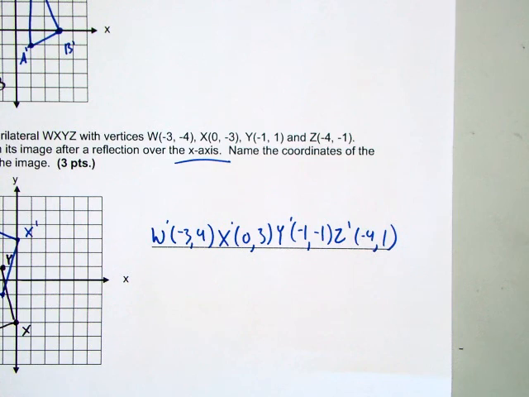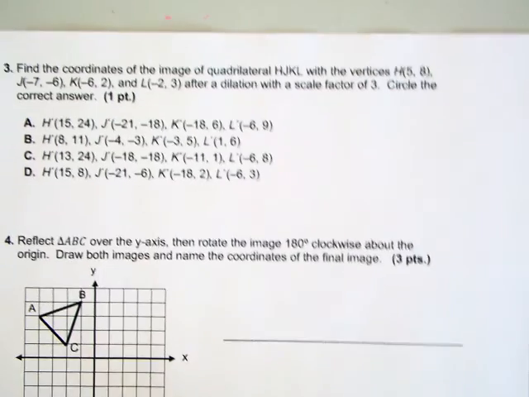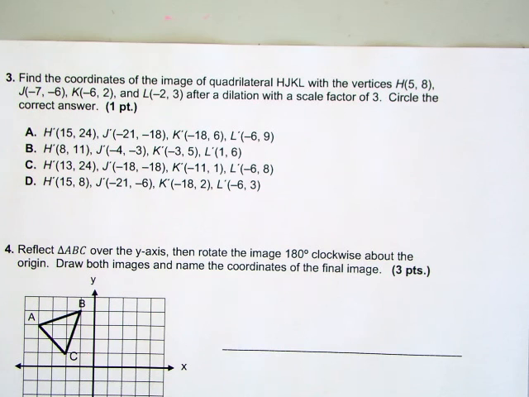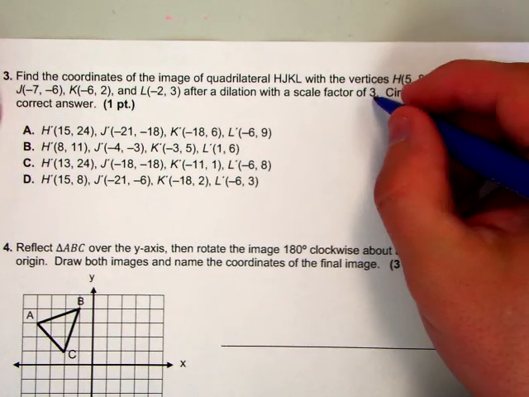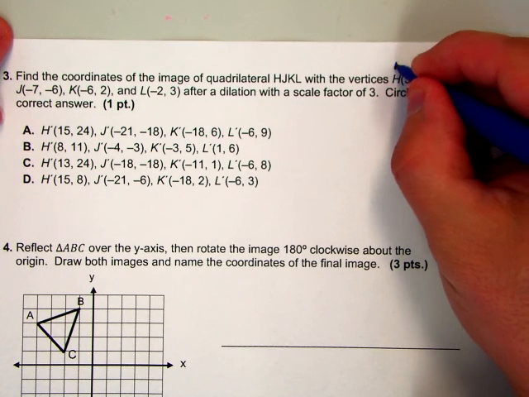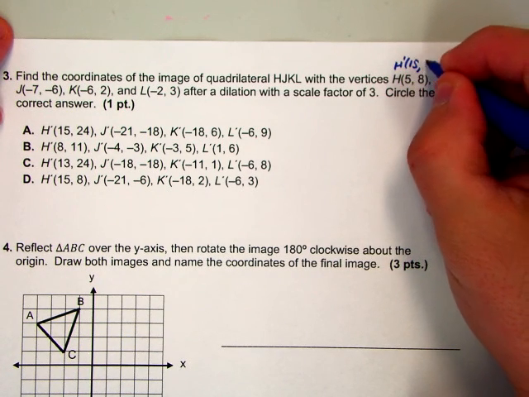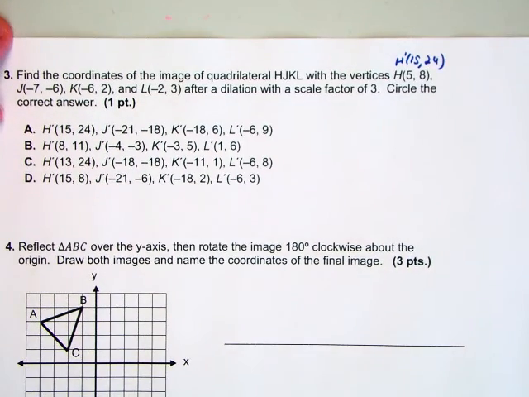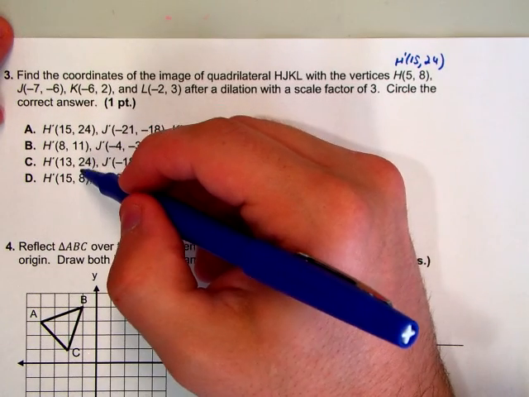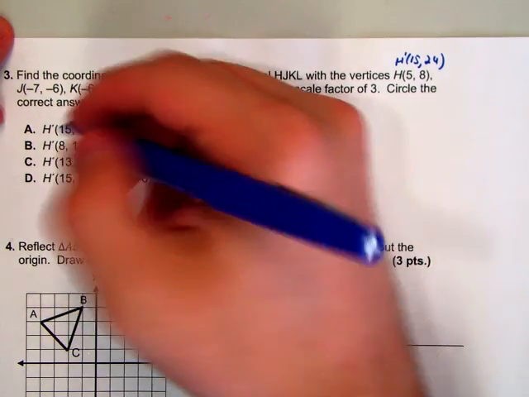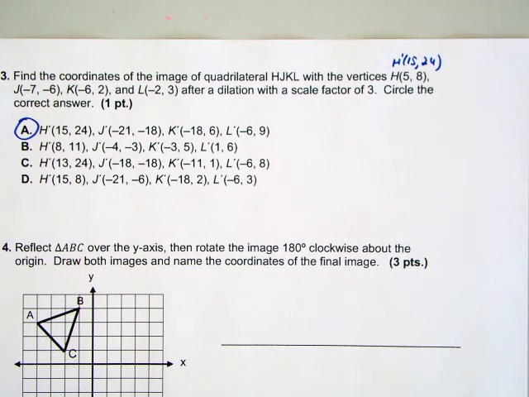Question number 3, top of the next page. It says, find the coordinates after a dilation with a scale factor of 3. It means that we multiply every single number by 3. So let's just look at H. H prime would be 5 times 3, which is 15, and 8 times 3, which is 24. In fact, the only one that deals with an H prime of 15, 24 is A, so it has to be A.